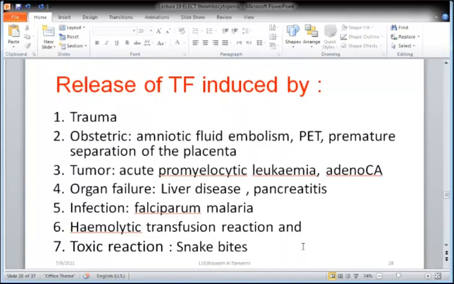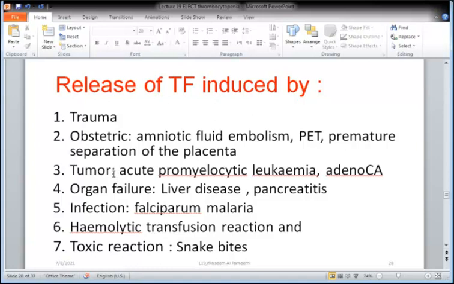What are the causes that release the procoagulant tissue factor to the circulation so that it causes fibrin deposition? This may be induced by trauma. A patient with fractures, a patient with road traffic accident, this trauma causes DIC through excessive release of tissue factor. Obstetric complications, for example amniotic fluid embolism or preeclampsia toxemia or premature separation of the placenta, are all rich with tissue factors. Whenever this tissue factor is released in circulation, it will induce fibrin deposition within the circulation. Malignancy.